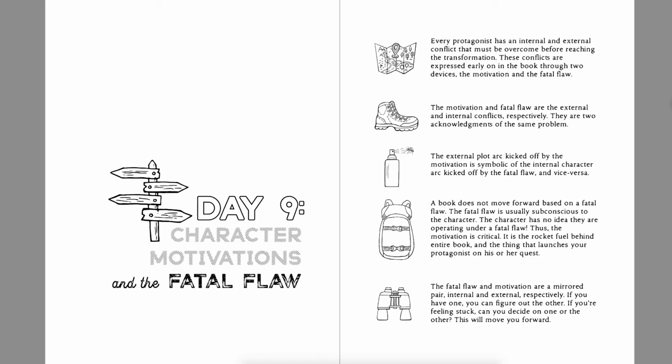The reason that you need this character motivation is because the book doesn't move forward based on a fatal flaw. So if the fatal flaw is that Katniss is willing to sacrifice herself for underdogs, that's not really a story. That is something that is helpful to her, but that is going to be pretty subconscious to her. She's not really going to understand what's going on in her psyche around that. So the character motivation is what drives the plot forward. And as the plot unravels, she will be confronted with this fatal flaw in terms of false beliefs over and over again. So fatal flaw and motivation go together.